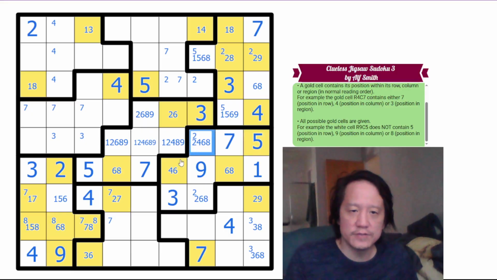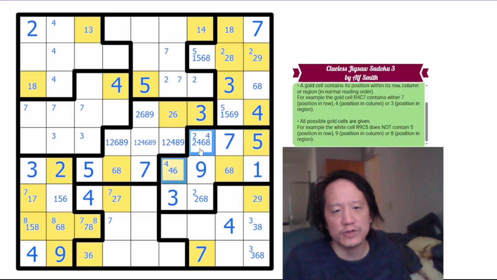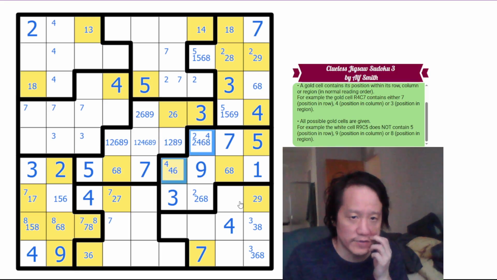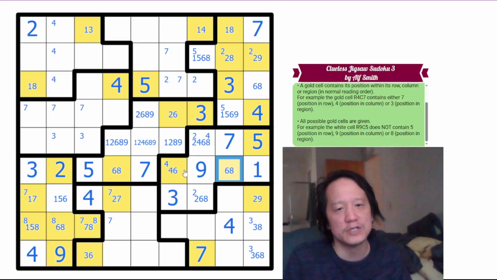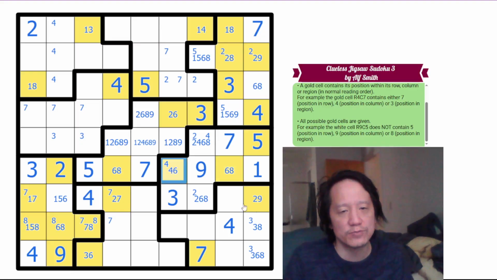So for region 6, the 4 has to be one of these 2 cells, which eliminates 4 as a possibility here because it sees both of these cells. We have a 6-8, 6-8 pair actually in row 6, which eliminates a 6 and 8 in the rest of the row. So this must be a 4, which eliminates 4 here.